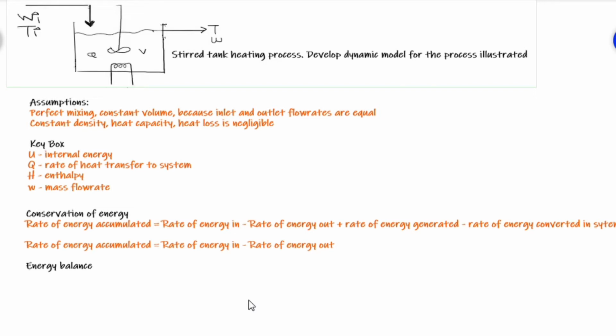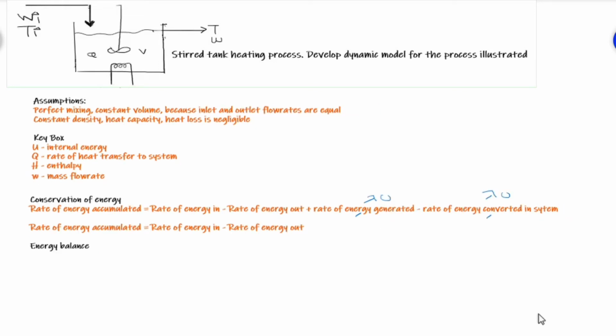Key box, we have U being the internal energy, H being the enthalpy, W being the mass flow rate, Q is the rate of heat transferred to the system, and anything delta or D is basically change of. Conservation of energy balance, we can say that rate of energy accumulated is equal to the rate of energy entering, subtracting the rate of energy exiting, plus the rate of energy generated, subtracting the rate of energy consumed in the system. Assuming that nothing is consumed or generated, we'll be left with accumulated equated to rate of energy in, subtracting the rate of energy out.